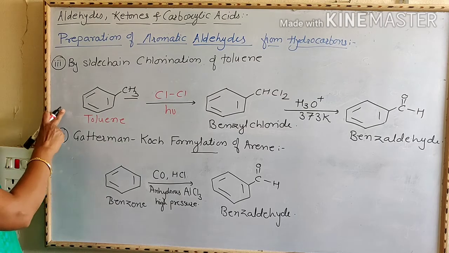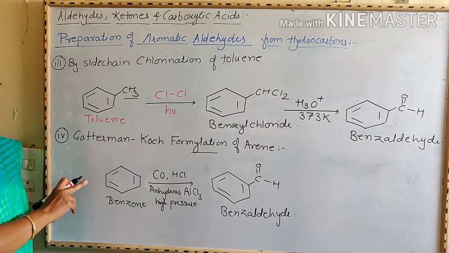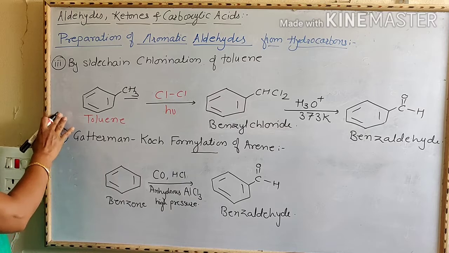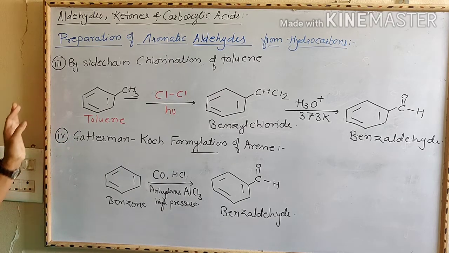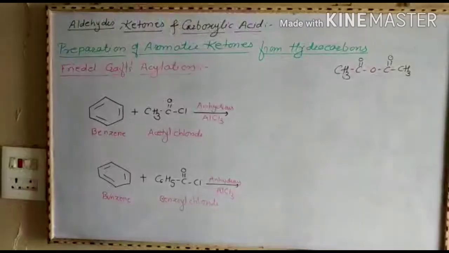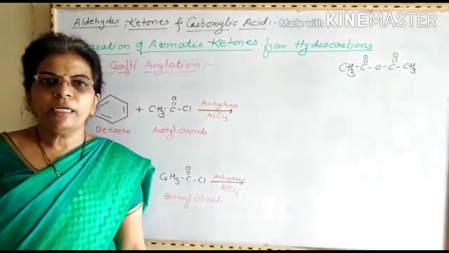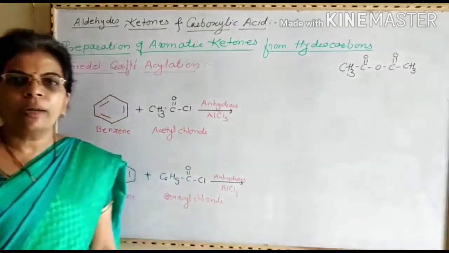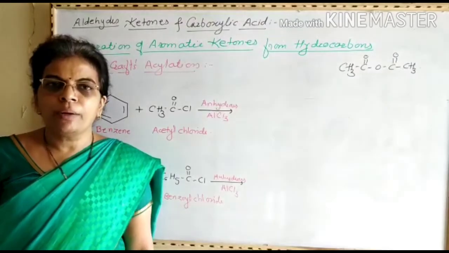Now these are two very useful methods for the preparation of benzaldehyde, and commercially benzaldehyde is prepared by using the method of side chain chlorination of toluene. We have completed preparation of aromatic aldehydes by using hydrocarbons. Now we are going to prepare aromatic ketones by using hydrocarbons.